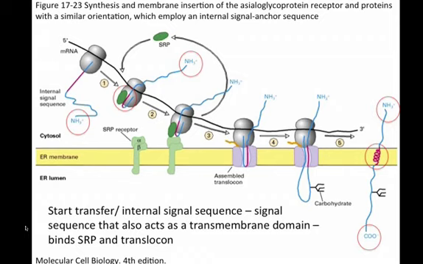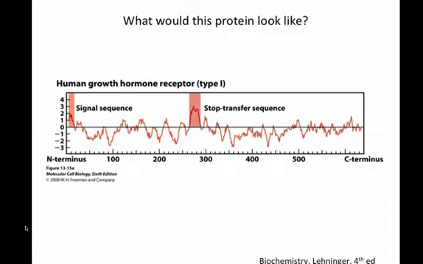Well, we can draw it if you want. I'm going to go through a few more examples, and I'll always ask you which side is on the outside, and you'll get it. Remember, we talked a little bit about these plots that show the hydrophobic domain, so you can figure out where your transmembrane domain might be. So what might this protein look like?